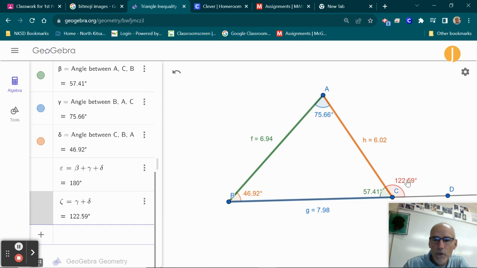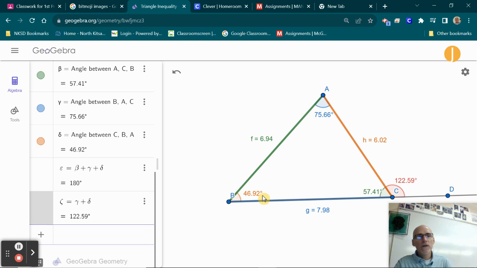122.59. These two are always going to equal, if you add them up, this exterior one out here. So this exterior one has to be bigger than one of these by itself. This 122.59 is going to be bigger than 75.66. 122.59 is going to be bigger than 46.92.